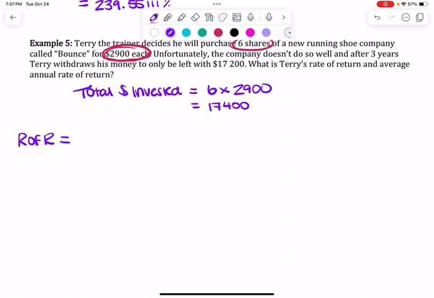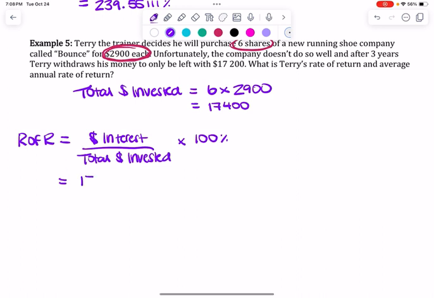My rate of return, again, that formula is the total dollars worth of interest. And I'm dividing it by the total dollars invested. And we're multiplying it by 100. Now, this is very, very important. Because when I'm talking about the total dollar number of interest that I earned, that's the difference between my final amount and my initial amount. And this is where it's very important. My final amount is $17,200 and my initial amount is $17,400.